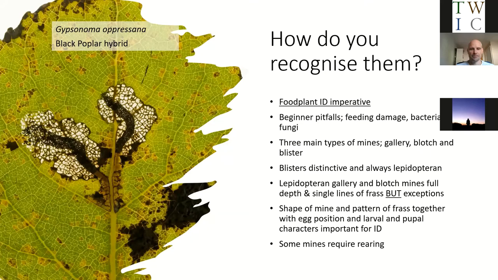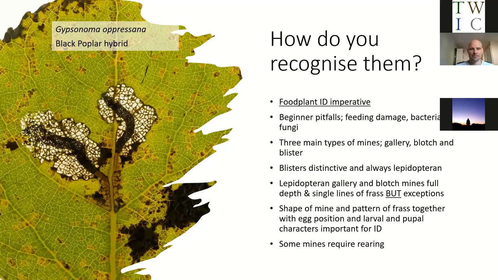Gallery mines and blotch mines can be Lepidopteran, but they can also be either flies, sawflies, or beetles, as we mentioned earlier. So how do you tell a moth leaf mine away from, e.g., flies, sawflies, and beetles? Again, no hard and fast rules here, but if we take, for example, gallery mines, what we tend to find with moths is that the mines are what we call full depth, and that is they feed right through the full thickness of the leaf.